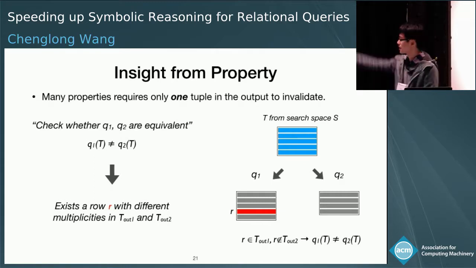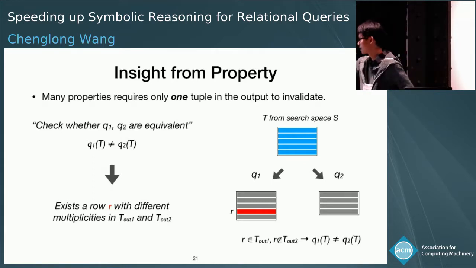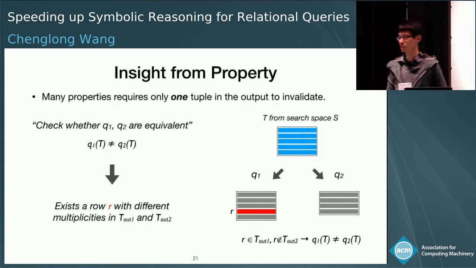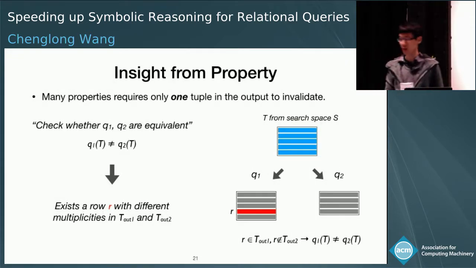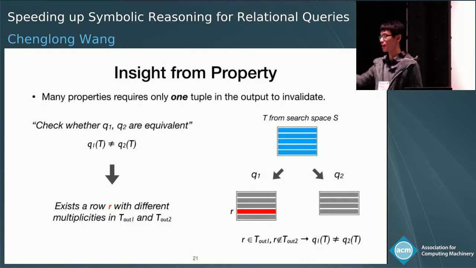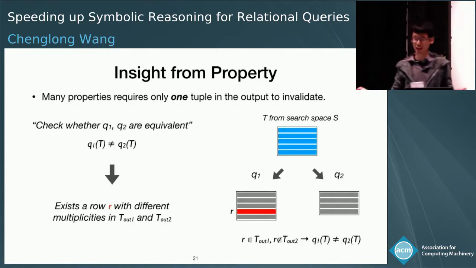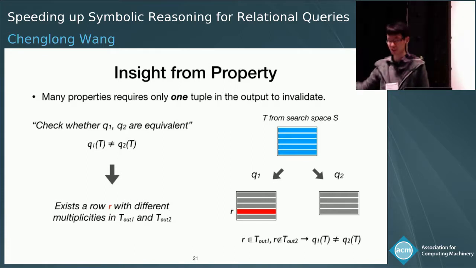So for example, this is a table that makes Q1 and Q2 produce different results. As long as you find that the outputs of Q1 and Q2 have one row that's different, like there's R in the output of Q1, but not in the output of Q2, it's done. You don't care about all the gray area. They may be equal, they may not be equal. You just don't care. You are already able to find a counterexample.